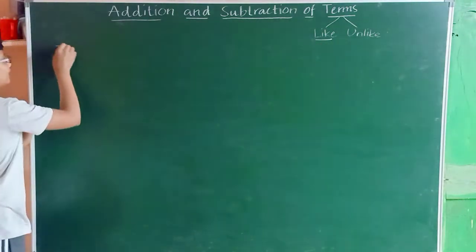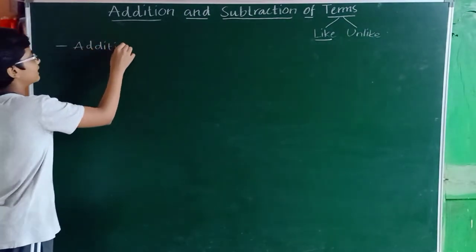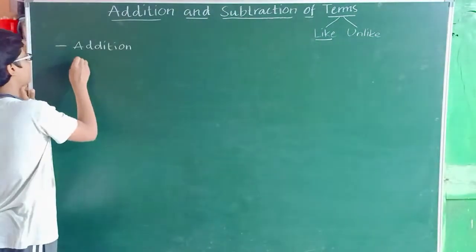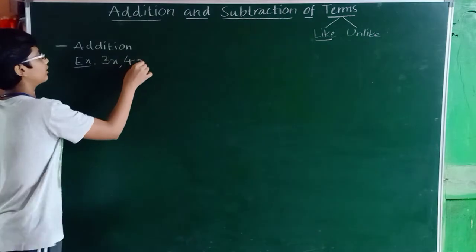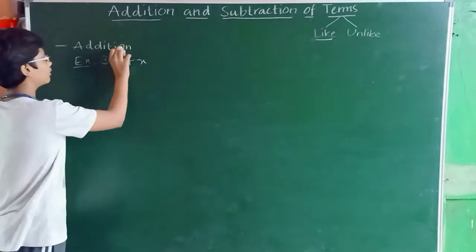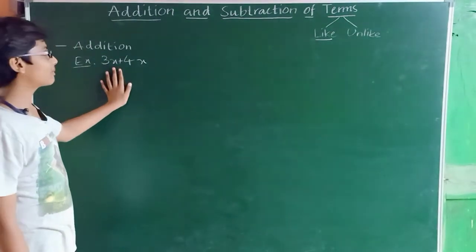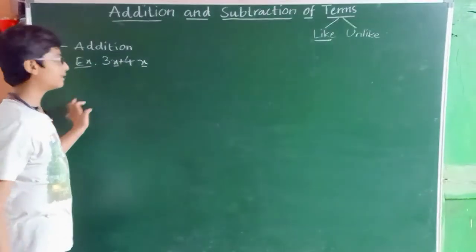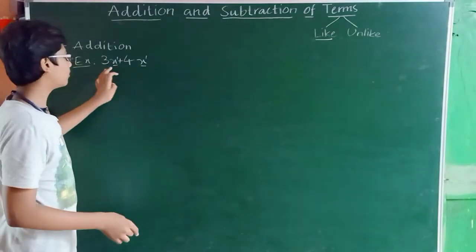First of all, addition. Addition means sum, finding the sum of two like terms. Example, 3x, 4x. Now we should add these both, so 3x plus 4x. Let's see, are these both terms like or unlike? Here the variable is x in both terms and their powers are also 1. So variable and their powers are equal, so these both are like terms.